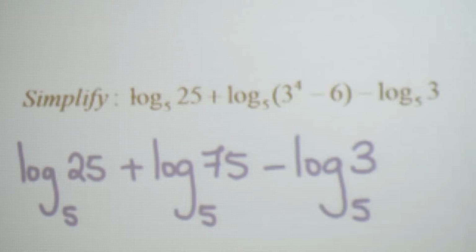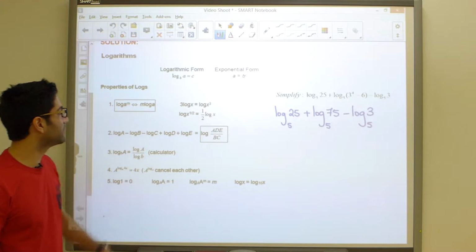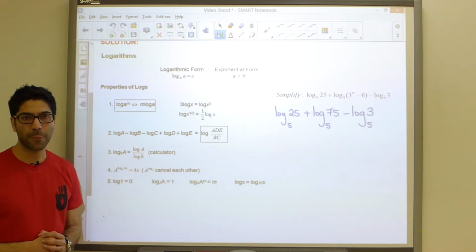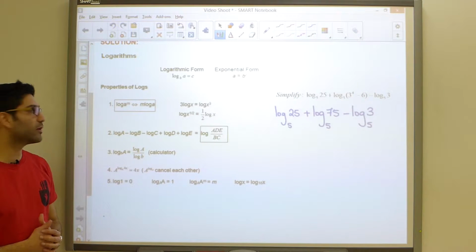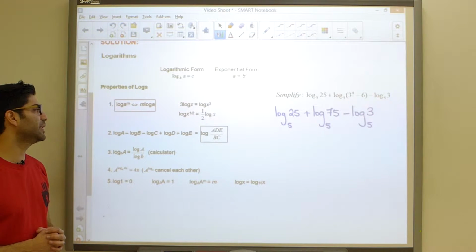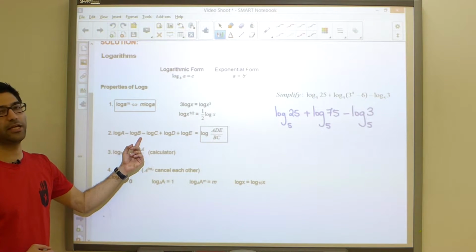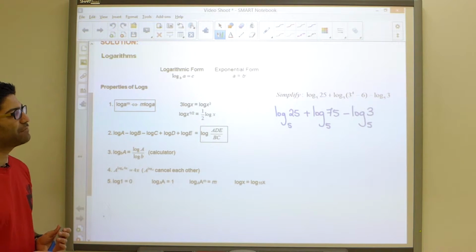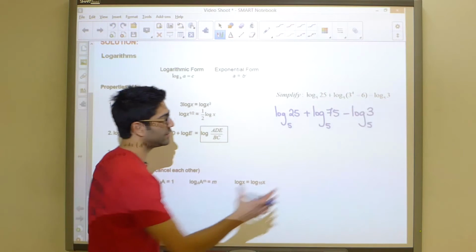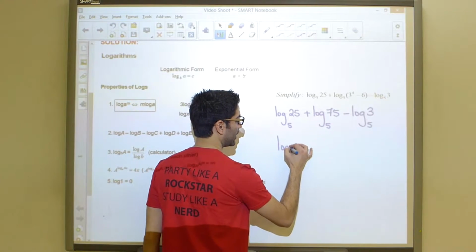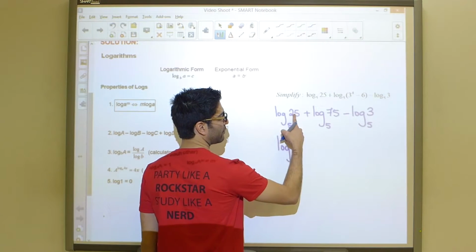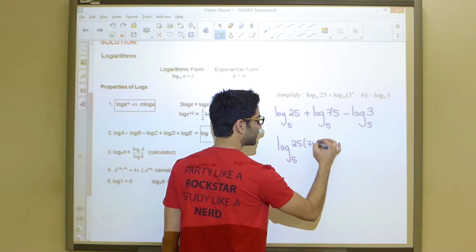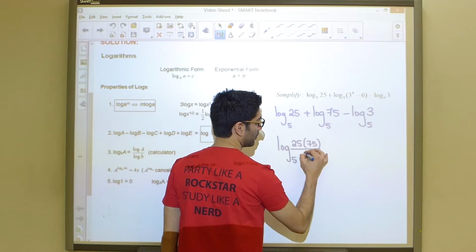The next thing we're going to do is we're going to ask ourselves, of the various properties that we've learned, which one can we apply? And if you stare at the board for a few seconds, you will realize that one of the things we can do over here is to apply the second property, which is to essentially collapse these logs. Collapse the logs. So I currently have 3 logs over here. I have the ability to combine them into one single log. So the 25 and the 75 are both positive terms. They're going to go up here and they're going to get multiplied. The 3 happens to be a negative term, so it's going to go down here.